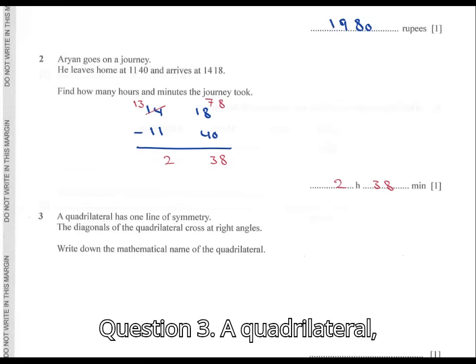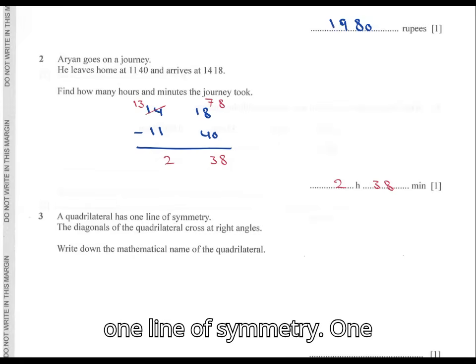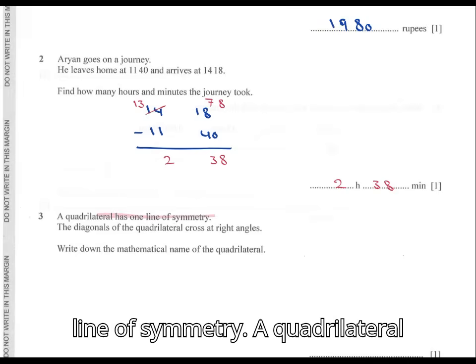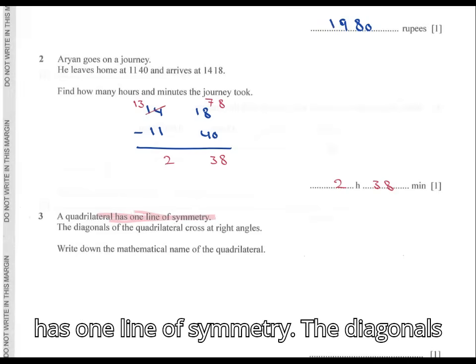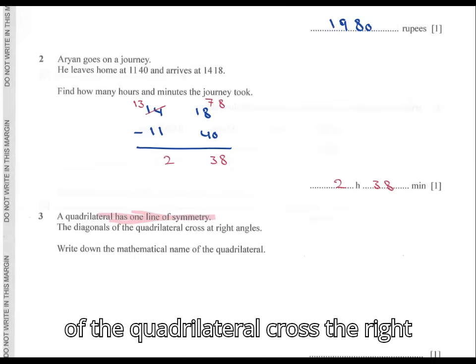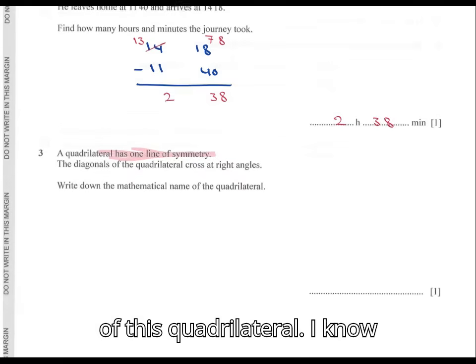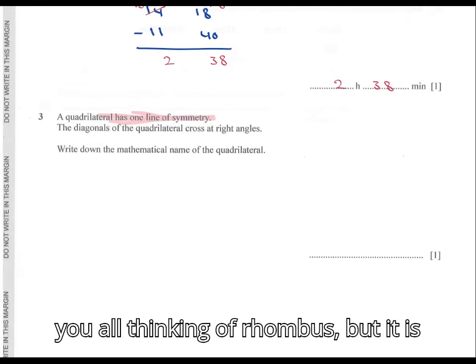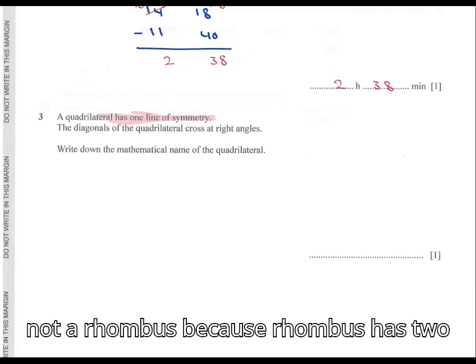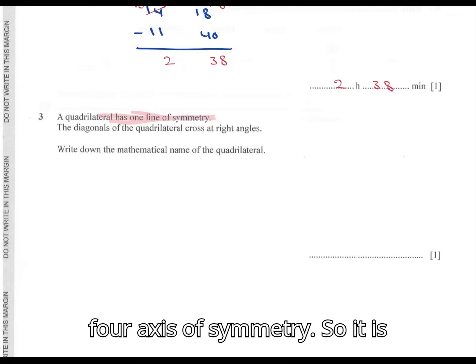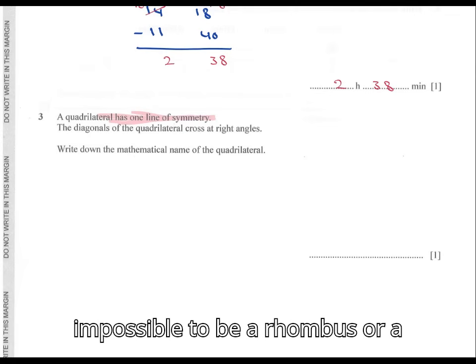Question 3. A quadrilateral has one line of symmetry. The diagonals of the quadrilateral cross at right angles. Write down the mathematical name of this quadrilateral. I know you are all thinking of rhombus, but it is not a rhombus because a rhombus has 2 axes of symmetry and the square has 4 axes of symmetry. So it is impossible to be a rhombus or a square.